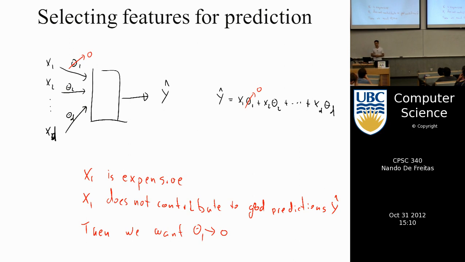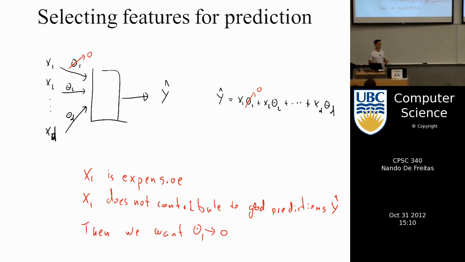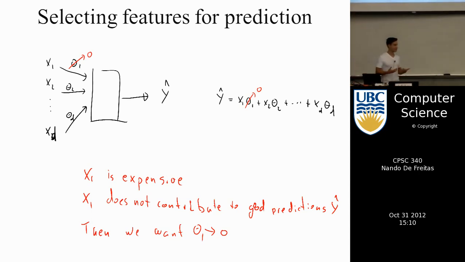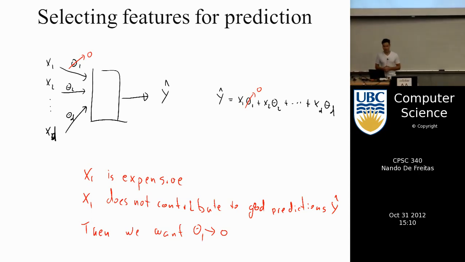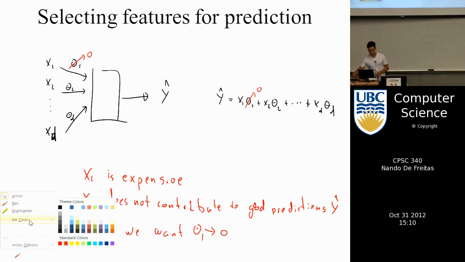using a linear model, but we also want to use as few variables as possible in order to generate our prediction. And the reason why we want to use as few variables as possible is because some of those variables might be expensive or, you know, hard to actually have access to. And this is true of many applications.